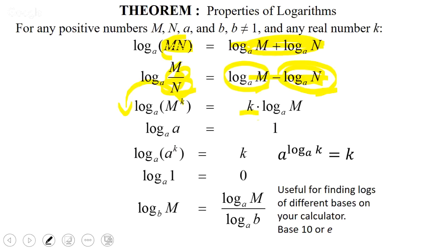And remember, log anything to the first power. Remember, that's exponents. Anything to the first power is itself. So log a of a is 1 because the exponent has to be 1.